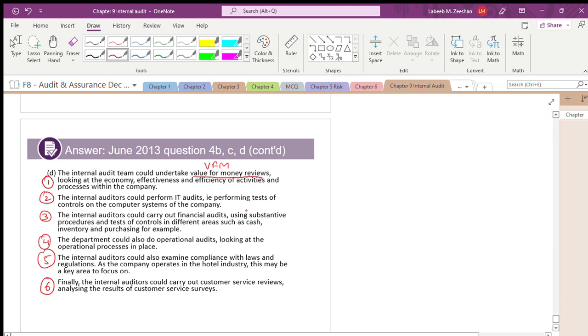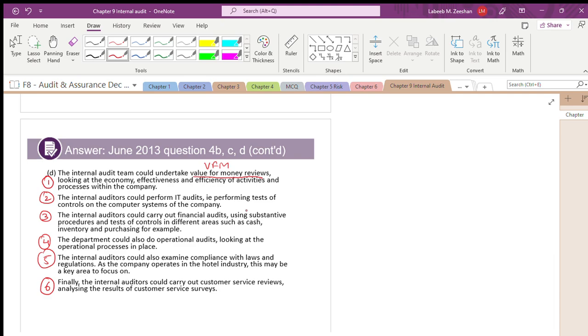Whenever you come across an internal auditor question, it will be there. Make it a point. It will be there. You have to present it very structurally, looking at the economy, efficiency and effectiveness of the activities. Fine. This is as we have now. You cannot give an excuse. Very simple. Is it right? That we didn't have value for money audit.